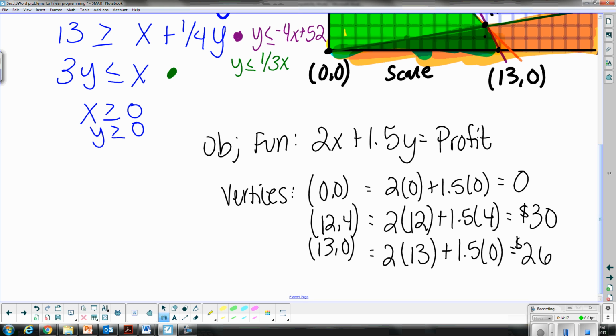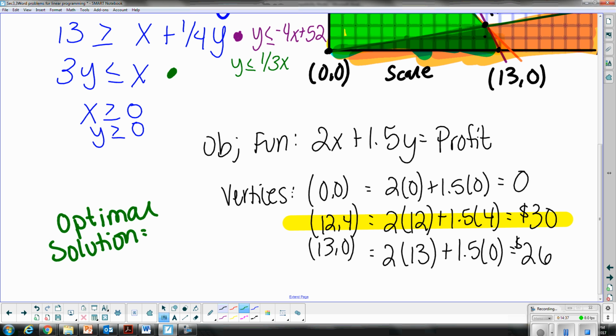So my largest profit is here, $30. And that's if I make 12 jars of tomato sauce and 4 jars of salsa. So my optimal solution is 12 jars of tomato sauce and 4 jars of salsa.